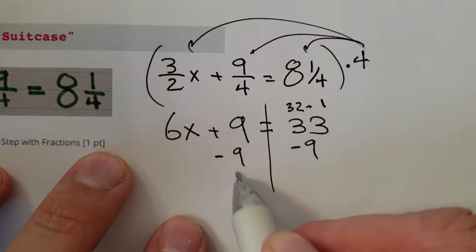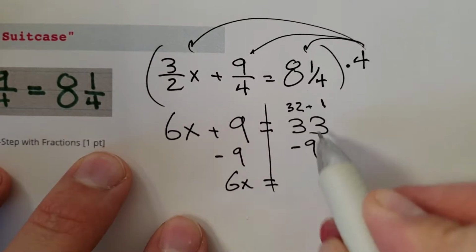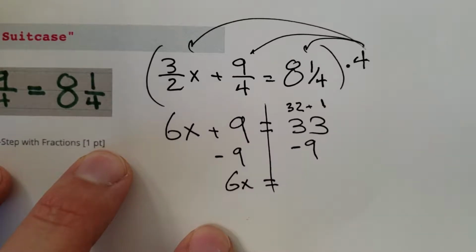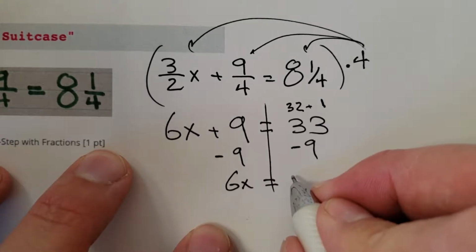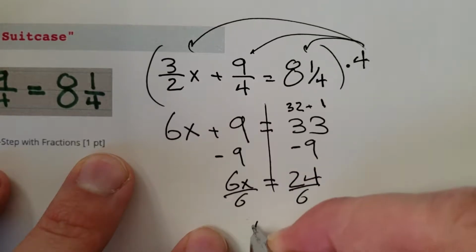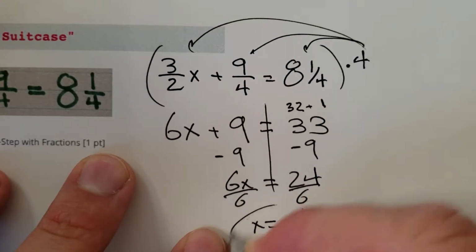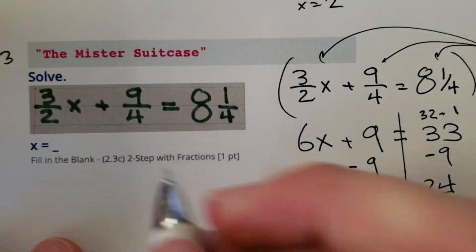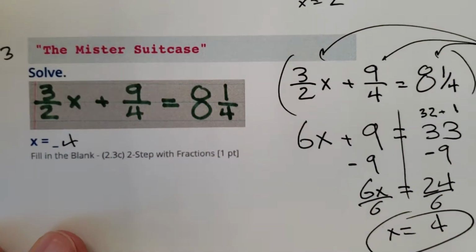Minus 9, minus 9. 6x is going to equal, subtracting a 9 is going to give me down to a 24. Divided by a 6, divided by a 6. X is going to equal 4. So I'm going to put a 4 right over there. Okay, so that's one method.